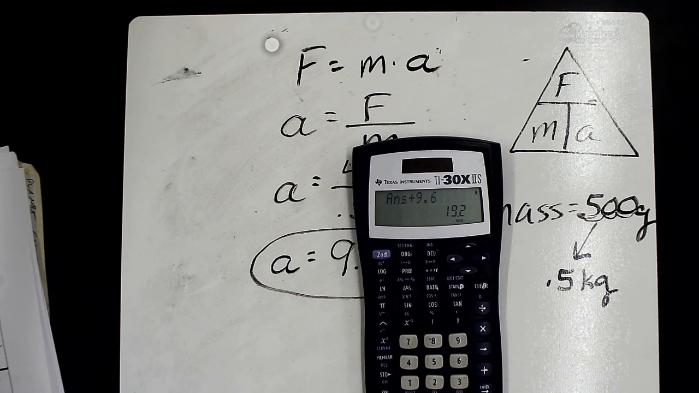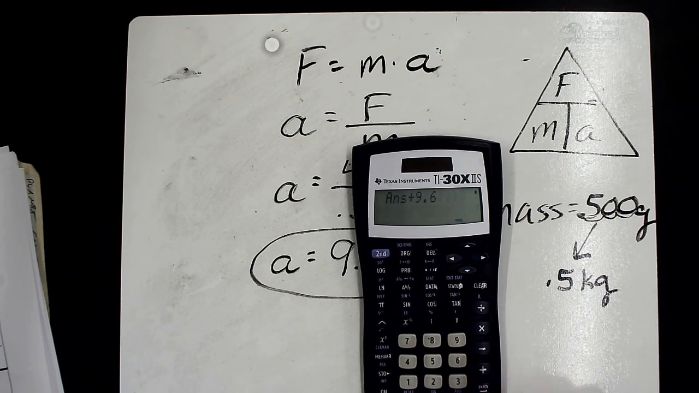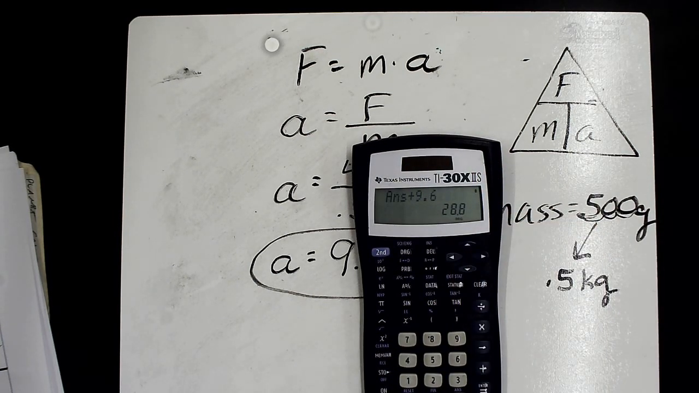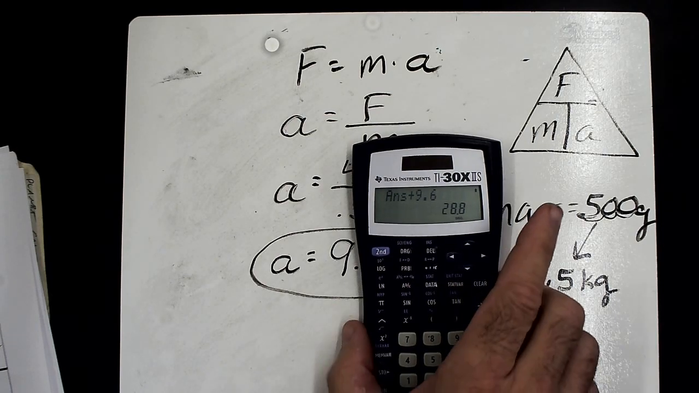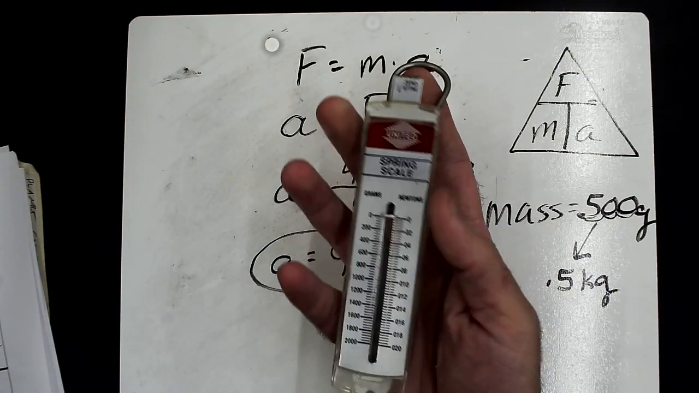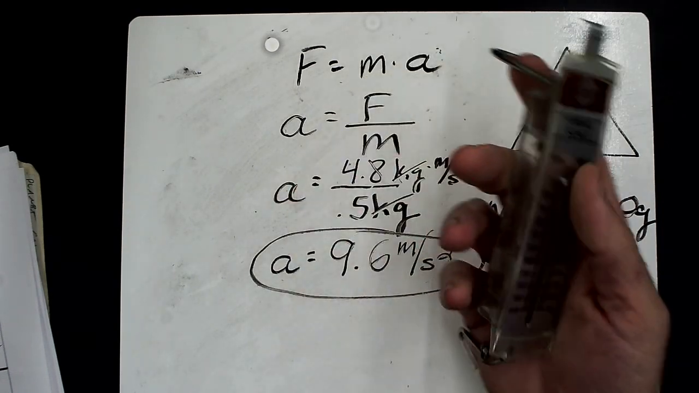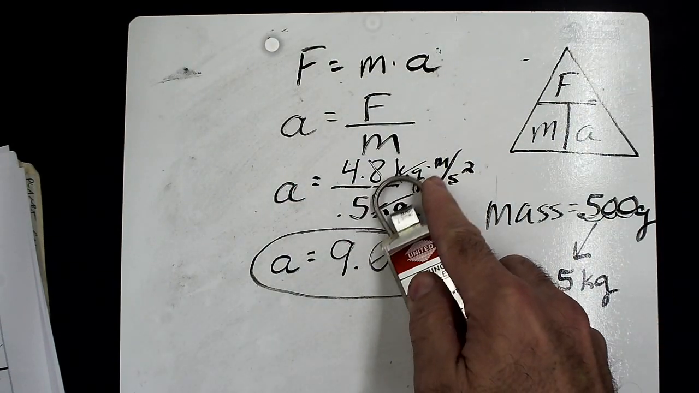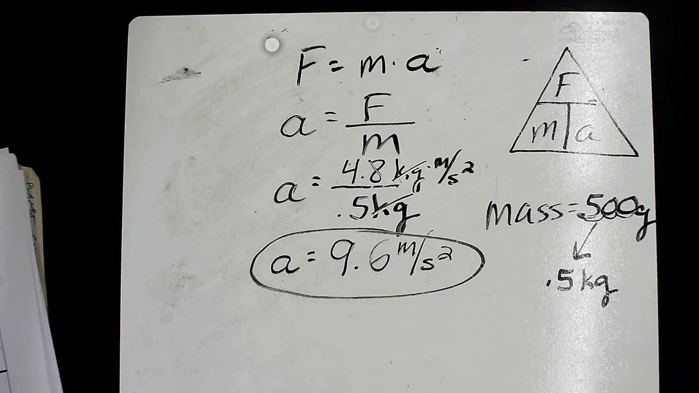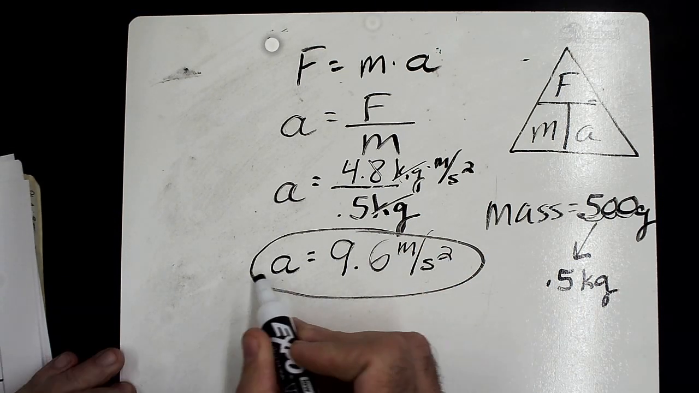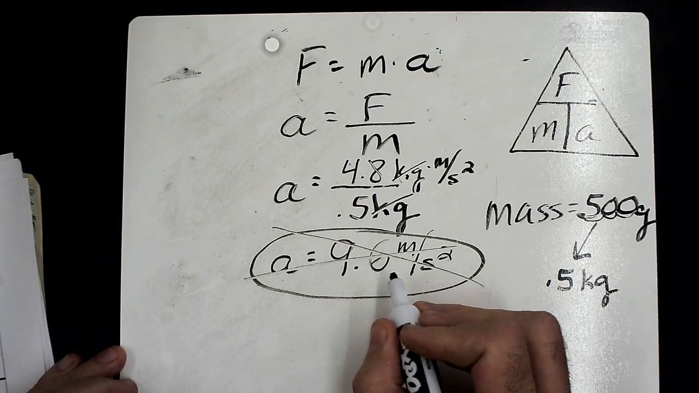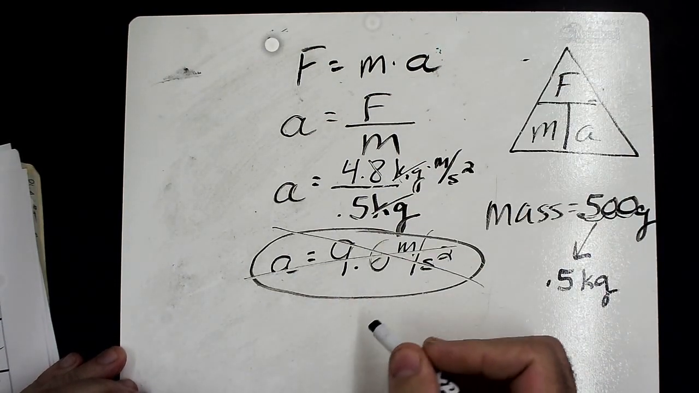After 2 seconds, it'd be going 19.2 meters per second, and after 3 seconds, plus 9.6, it'd be going 28.8 meters per second, and every second that passes, it would be increasing by 9.6. Now, this isn't a very accurate scale. It's not actually 10, and it's not 9.6. I just want to show you how we calculate that.